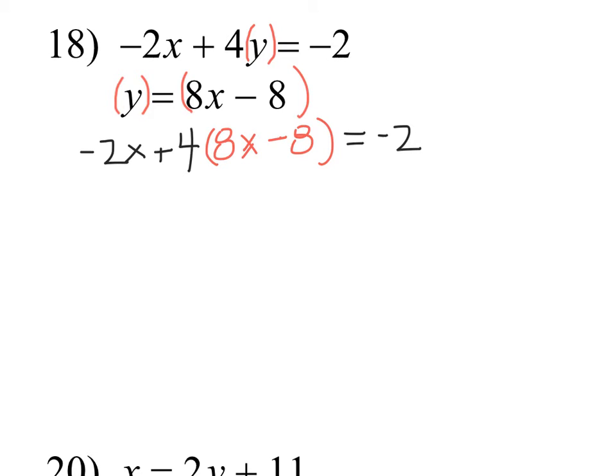At this point, I've got to take care of multiplication. Remember that there's an invisible multiplication dot in between a number and parentheses that tells me I'm going to need to multiply 4 times 8 and 4 times negative 8. If I do that, I will get 32x, because 4 times 8 is 32. The second one, 4 times negative 8, will give me negative 32. Remember to use a calculator if you need one.